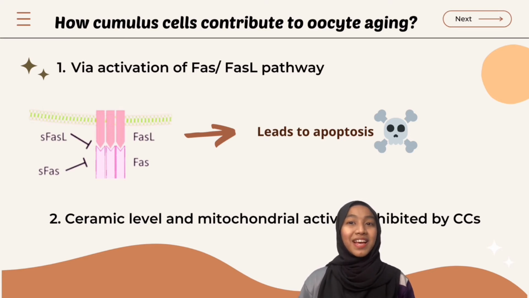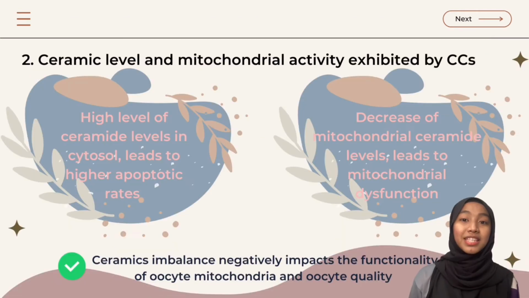Thus, as FAS-L secretion is believed to be the mechanism by which CCs accelerate oocyte aging. Second, the death rate of oocytes is highly related to the ceramide level and mitochondrial activities as inhibited by CCs. This situation occurs because ceramide, which is a bioactive lipid produced by CCs, is transported to oocytes via gap junctions. The high level of ceramide in the cytosol of oocytes leads to higher apoptotic rates of the aged oocytes.